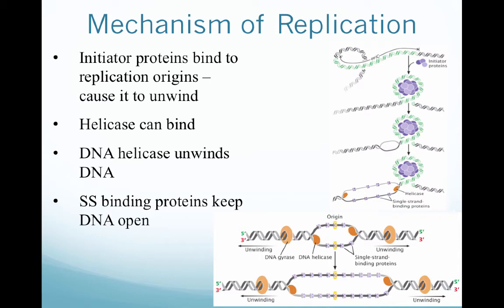So let's talk more specifically about the mechanisms of replication. The first step is that we've got some initiator proteins that are going to bind to the origin of replication and cause DNA to start unwinding. Helicase is one of those enzymes, and DNA helicase is going to bind to the template DNA strands, and then it's going to help unwind the DNA.